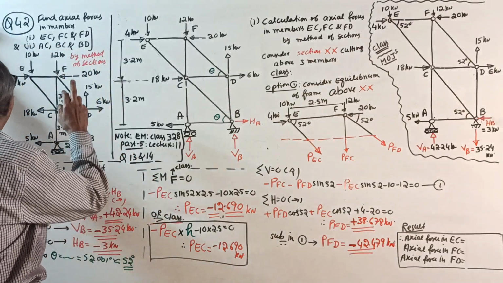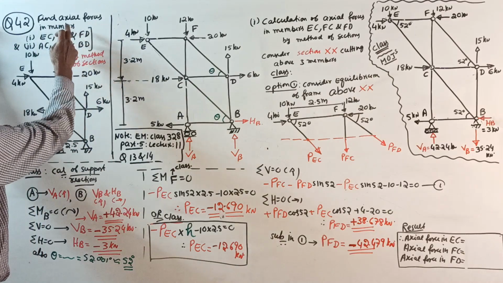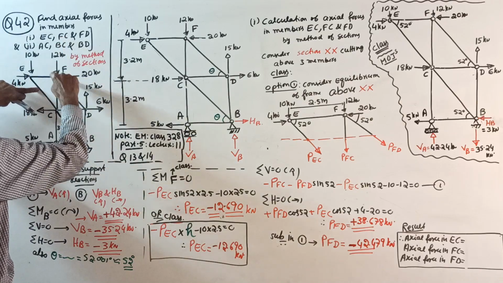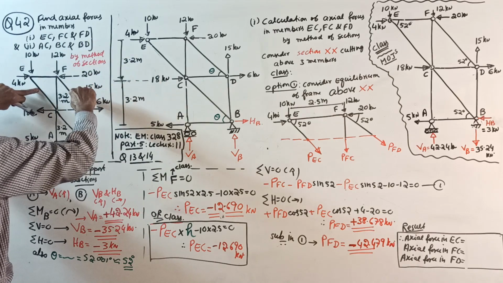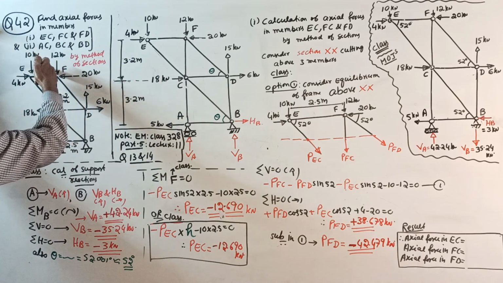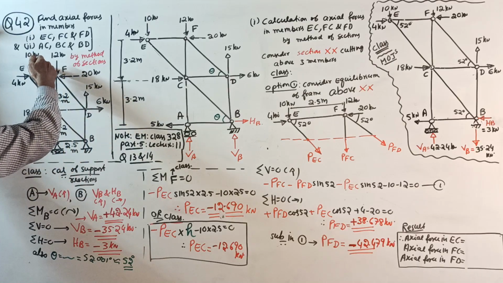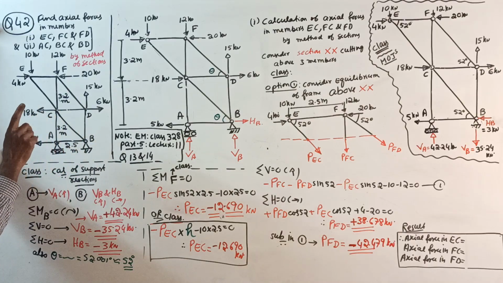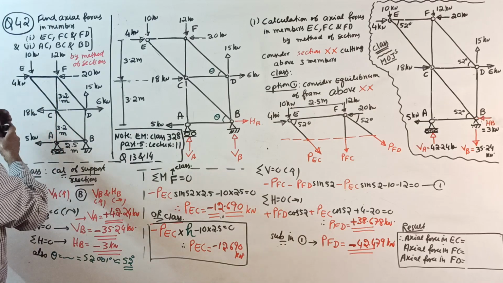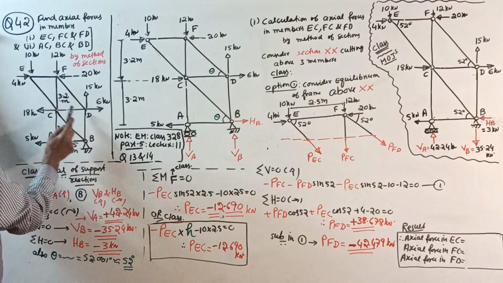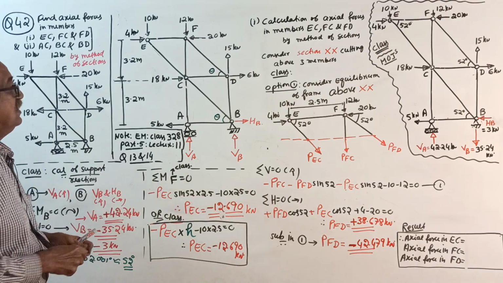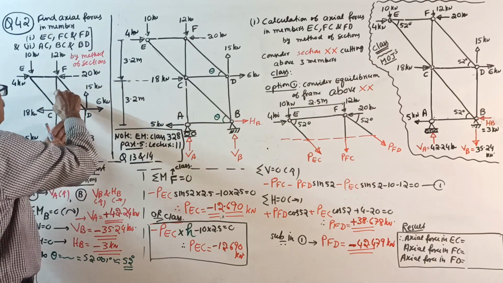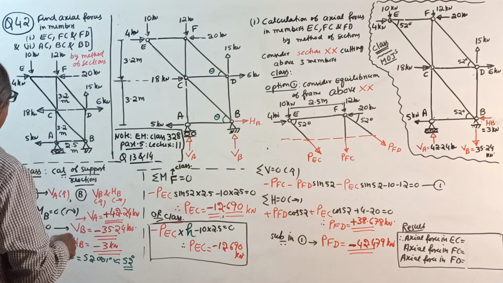Find axial forces in members EC, FC and FD. These three members, a cut all the way this way is not possible, because if you cut this way, more than 3 unknowns come. With only 3 unknowns, only 2 equations are possible. One cut like this, one cut like this, that's all. If I cut this way, 1, 2, 3, 4 will come. So here anywhere.